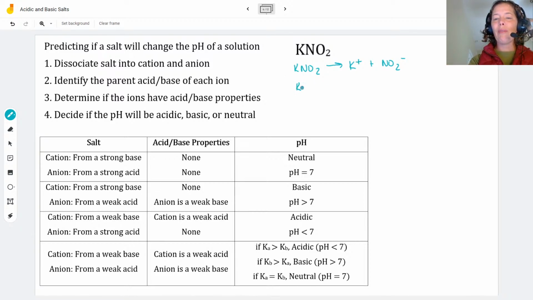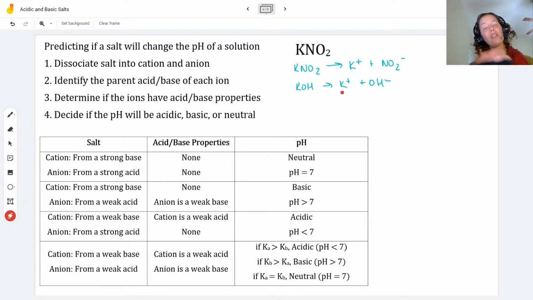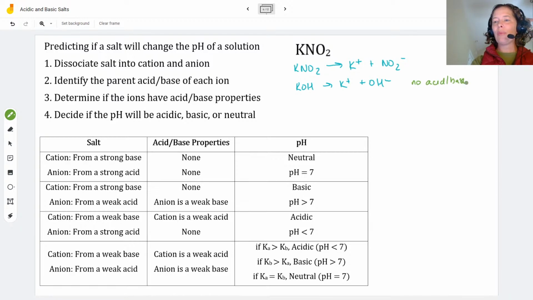So if we have potassium hydroxide, this gives us our potassium cation and our hydroxide anion. All right, again, notice this is a strong base, so it only moves in the forward direction. It only moves to the right. So potassium has no acid-base properties because it cannot move this reaction back to the left. Okay, so we'll say no acid-base properties.